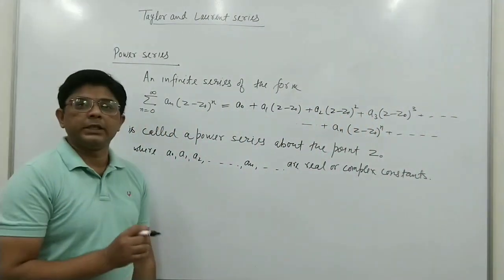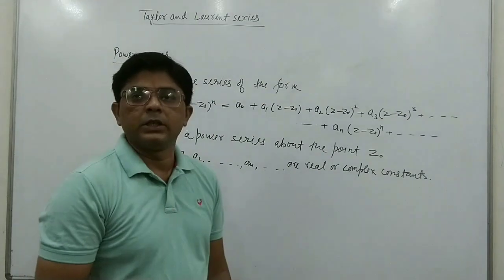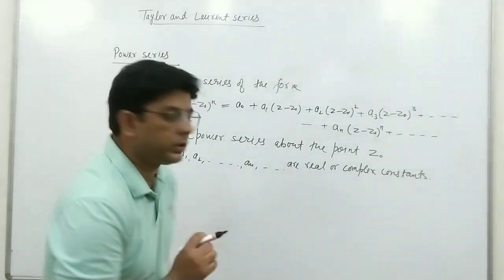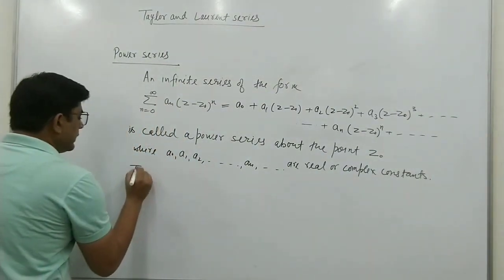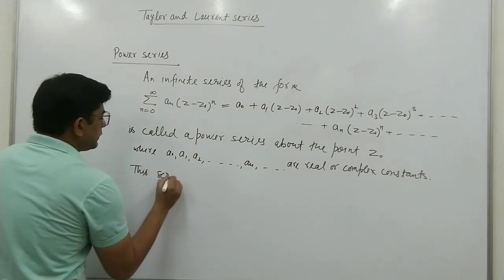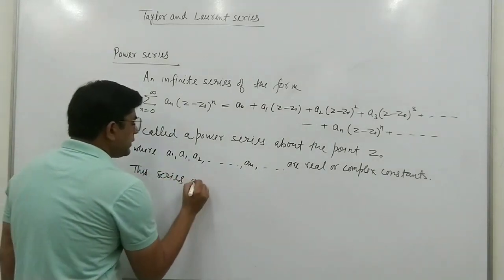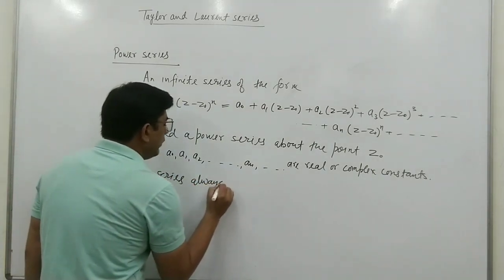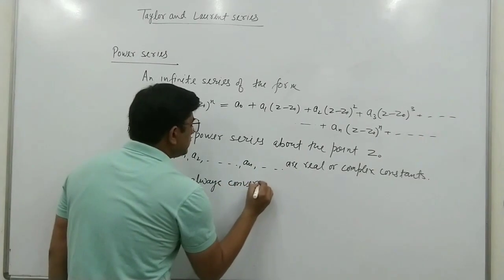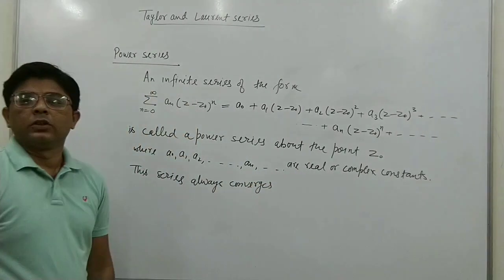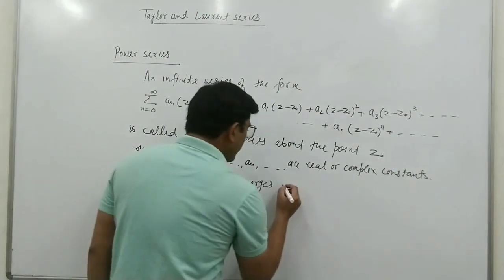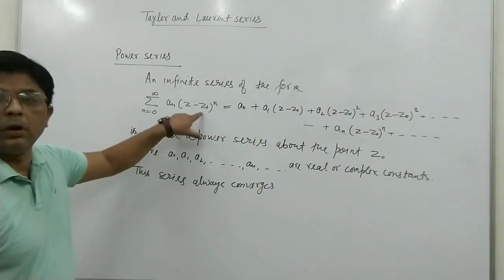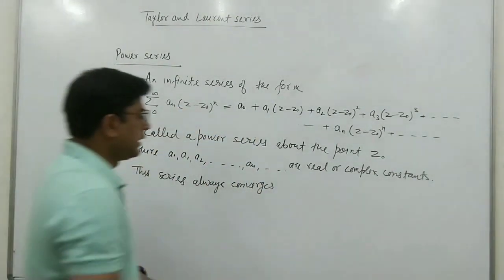This power series always converges at the point z0. So this series always converges, about, or we can say at the point z0.